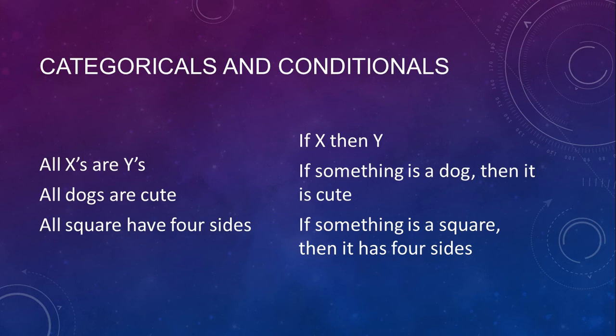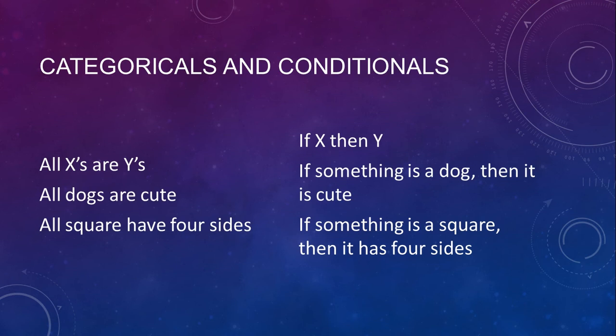Categoricals are things like all x's are y, and we saw that Aristotle's logic was framed largely in terms of categorical statements. So all dogs are cute, all squares have 4 sides, are categorical claims. They say everything that's a member of this category has this property. Right? And a tightly related class of claims are conditionals. So a conditional is if x, then y.